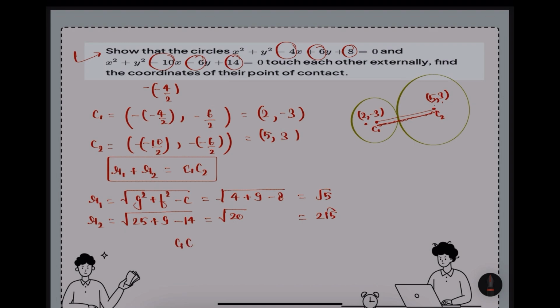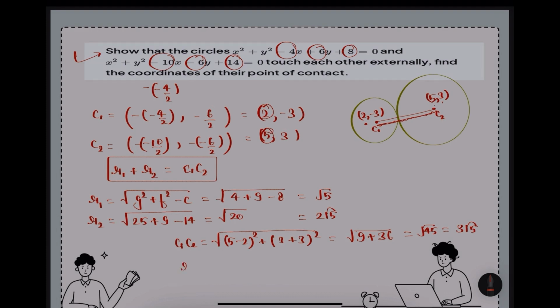Now I'll go with the distance between the centers C1 and C2. You know it is root over x2 minus x1 whole square plus y2 minus y1 whole square. So 5 minus 2 whole square, 3 minus minus 3 whole square. Okay, so it is root over 3 square, which is 9, plus 6 square, which is 36. It is root 45. You can also write this as 9 into 5, and 9 can be taken outside as 3 root 5. So look at this.